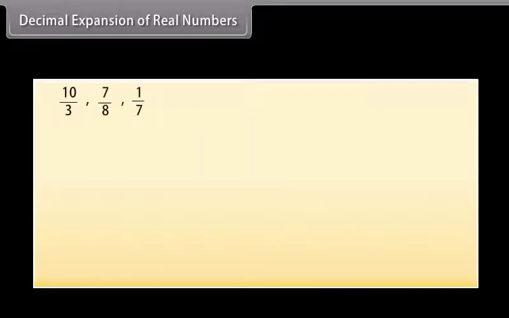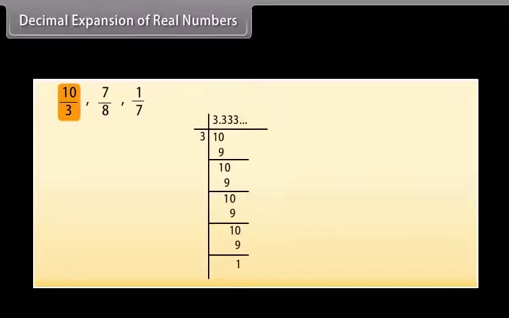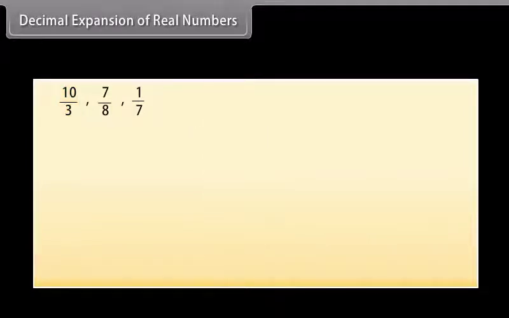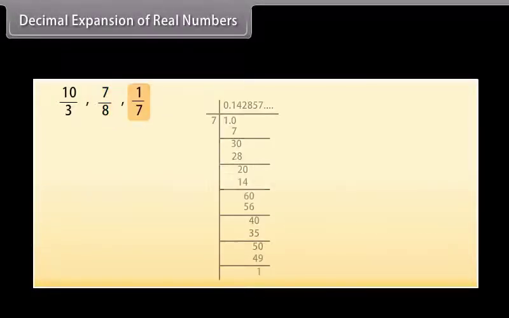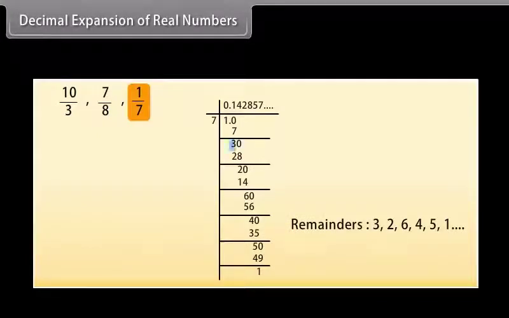Let us first take rational numbers. We will find the decimal expansion of these three numbers. Here we can see the decimal expansion of 10 by 3, where we get remainder 1, 1, 1, 1, 1. Similarly, the decimal expansion of 7 by 8 gives remainder 6, 4, 0. And the remainders of 1 by 7 are 3, 2, 6, 4, 5, 1.